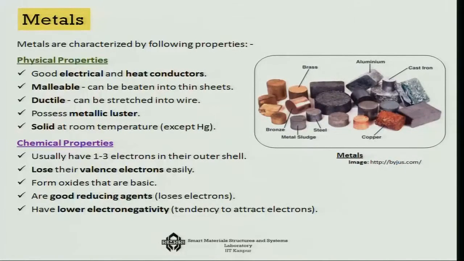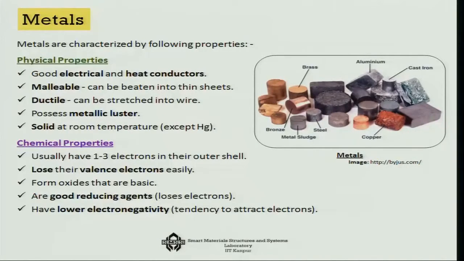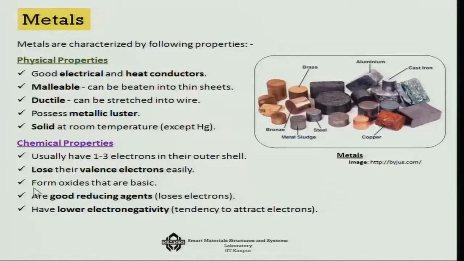Now, they form oxides which are basic in nature. The easiest example is calcium oxide, that you get when you take these pan types of things, okay, that is basic in nature. Similarly, all metallic oxides are basic in nature, and hence they are good reducing agents, okay, because they lose electrons and they have lower electronegativity. So, the tendency to attract electrons is low, because of lower electronegativity. That is something that you will see more in the non-metals. So, that is our group of metals.